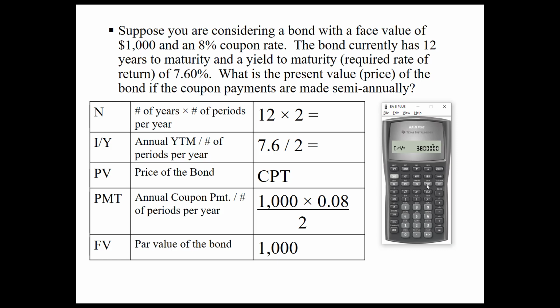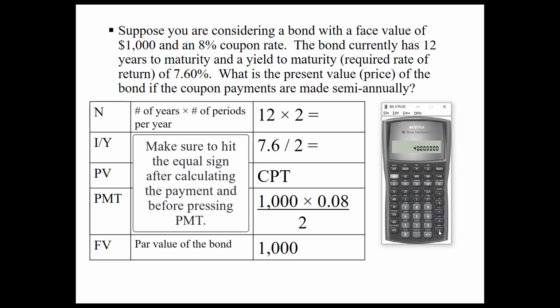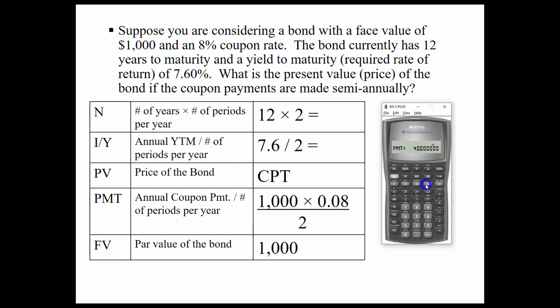Our payment, that's going to be our annual coupon payment divided by 2. And in this case, our annual coupon payment is the par value of $1,000 times our coupon rate, 0.08. That gives us an annual payment of $80. We divide by 2 to get a semi-annual coupon of $40 because the interest payments are a series of $40 payments every 6 months. And we hit PMT.